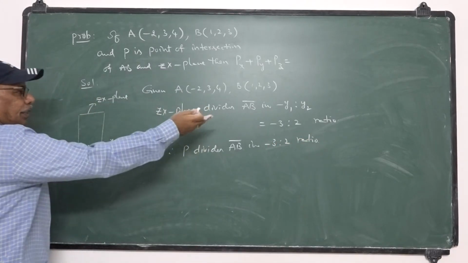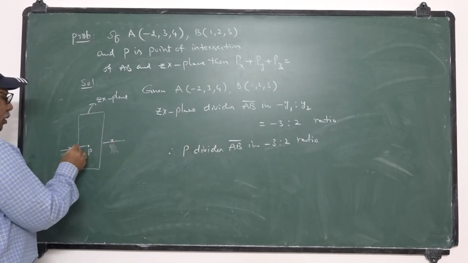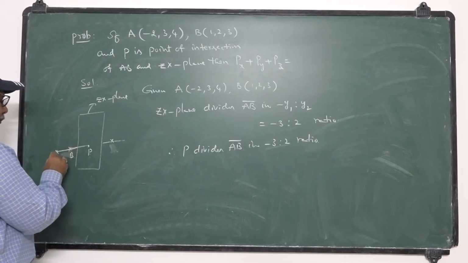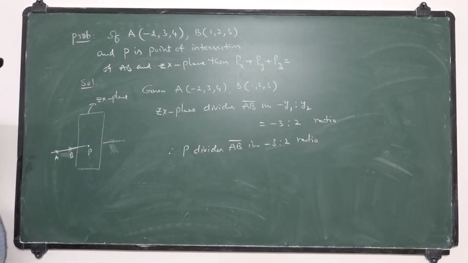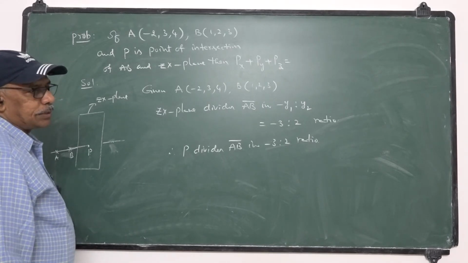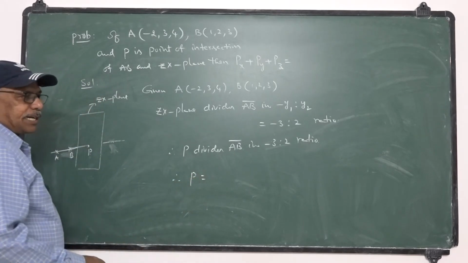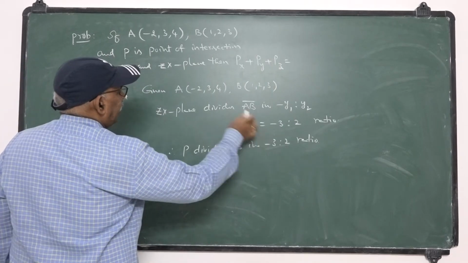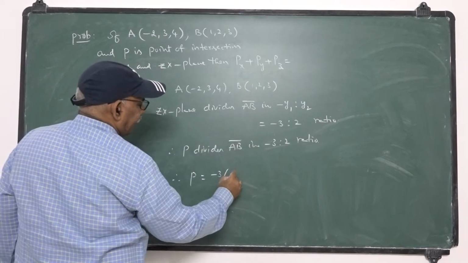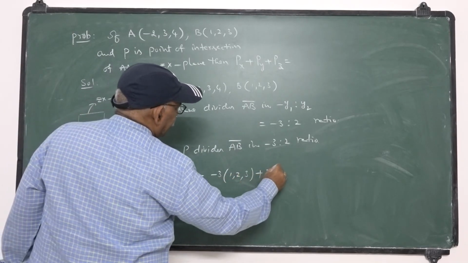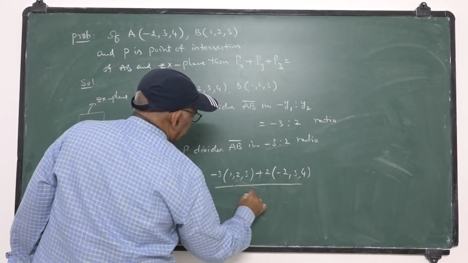Of course, since the ratio is negative here, both A and B are on the same side. Like this, the division is like this. P is an external point dividing AB in the ratio minus 3 is to 2. So P by the section formula or division formula: P divides AB in the ratio minus 3 is to 2, and minus 3 into coordinates of 1, 2, 3 plus 2 into coordinates of..., y, minus 3 plus 2.